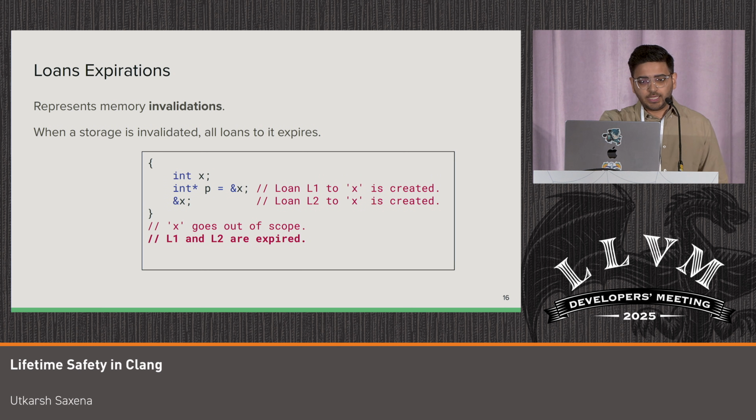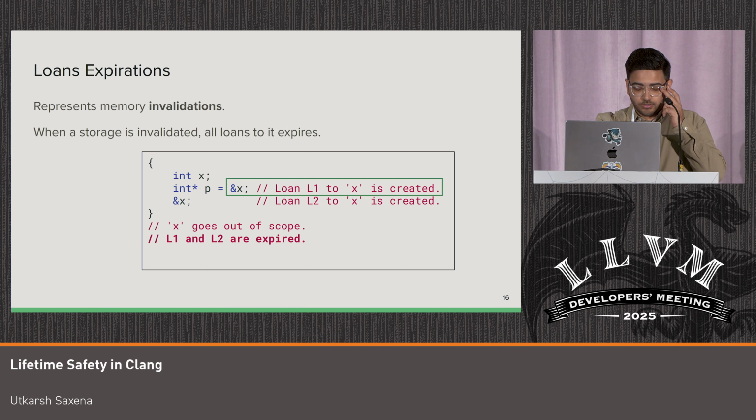Next, loans can expire. When we say loans can expire, we want to represent some action that says that we want to represent the invalidations that we cared about. And when a storage is invalidated, all loans to it expire.